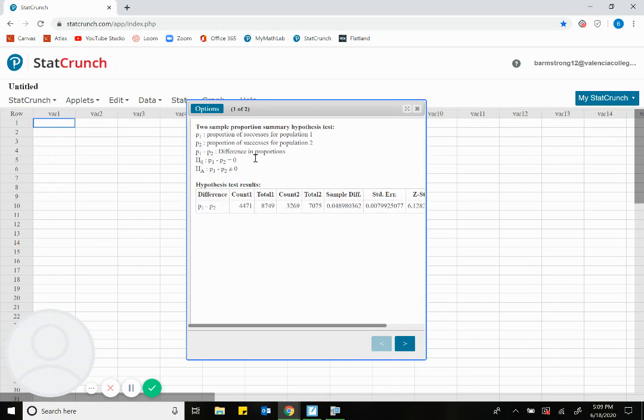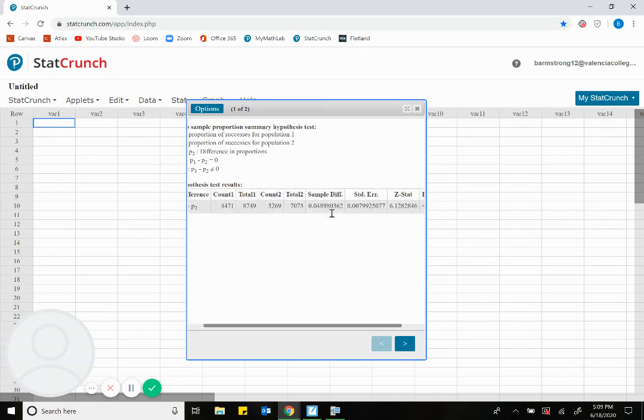Oh, here we go. Difference in proportions. So that's taking your P1 hat minus your P2 hat. That's that. And there's your standard error, and here is the z-stat and the p-value. Now let me talk to you about this.